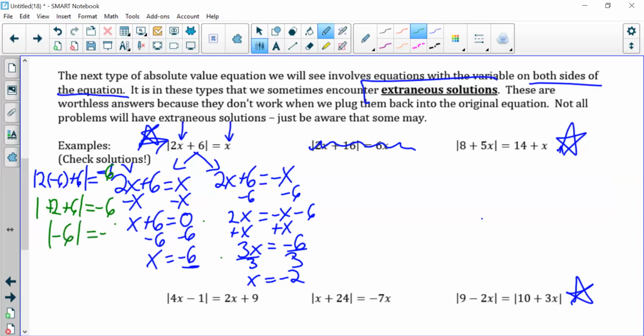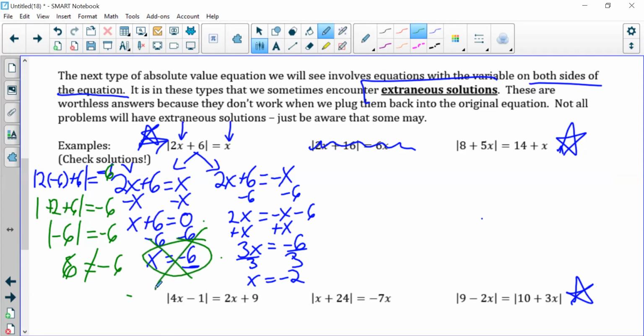So far we look good. But then what is the absolute value of negative 6? It's just 6, right? Because it's talking about distance, so it can't be negative. So 6 equals negative 6. Wait a minute, that doesn't work. 6 does not equal negative 6. So this one is not a solution.